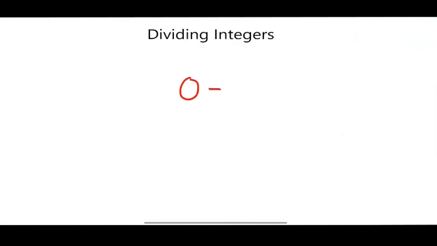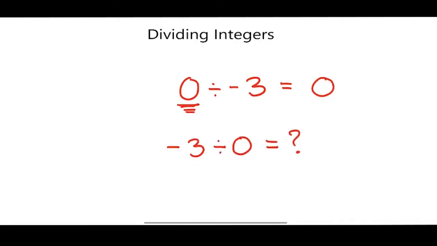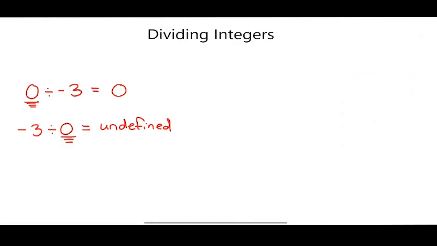What about 0 divided by negative 3? Well, if you have 0 divided by anything, the answer is going to be 0. But what if I have negative 3 divided by 0? Well, you cannot divide anything into 0 pieces. So what you'll say is, if you're trying to divide by 0, that the answer is undefined.